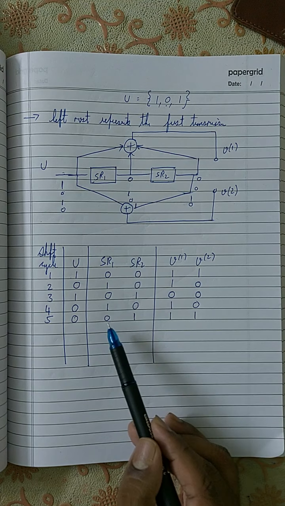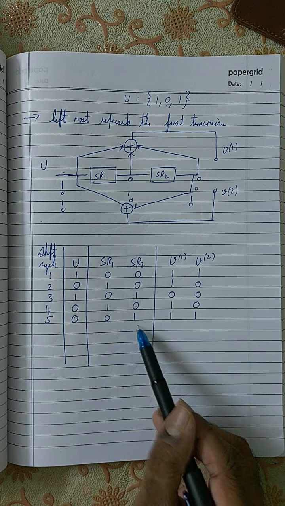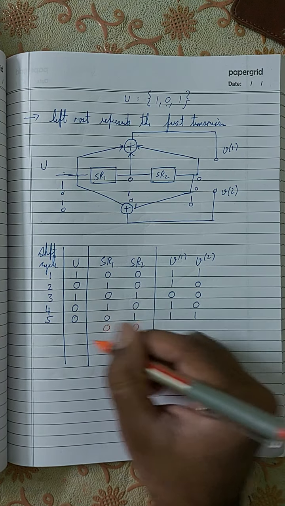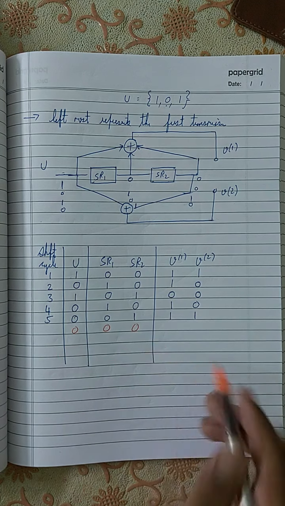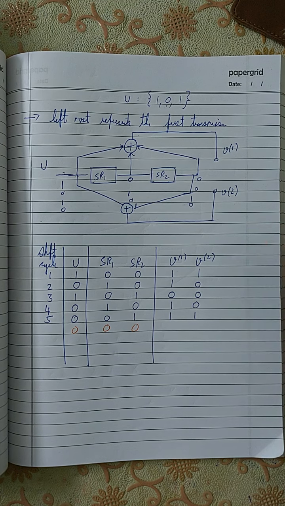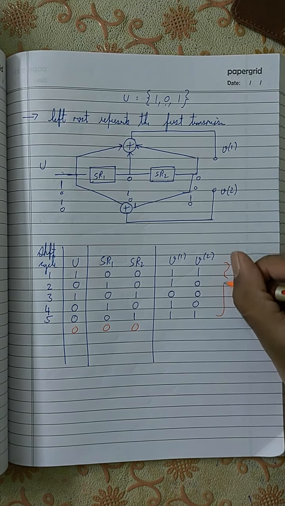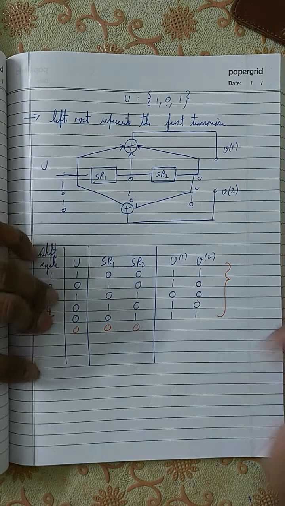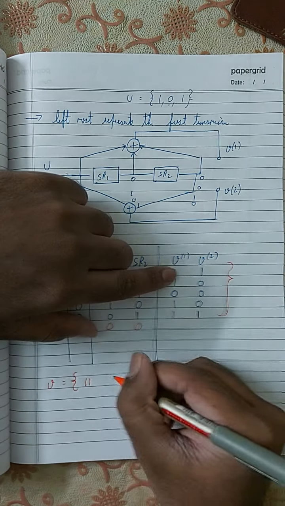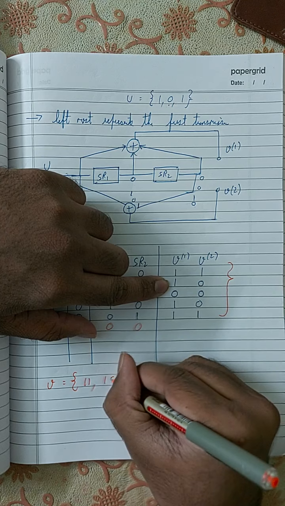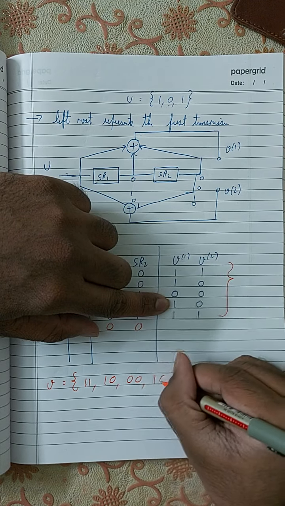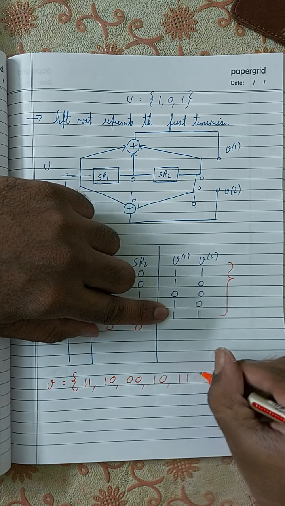This 1 will be discarded. This 0 will come over here. This 0 will be shifted, and then no more input bits are given, so it will be 0. So from here onwards, the output will be 0. That is why you got 5 different output values. So what is your output value? Your output value is 1, 1, comma, 1, 0, comma, 0, 0, comma, 1, 0, comma, 1, 1.